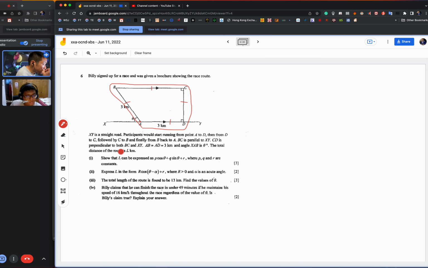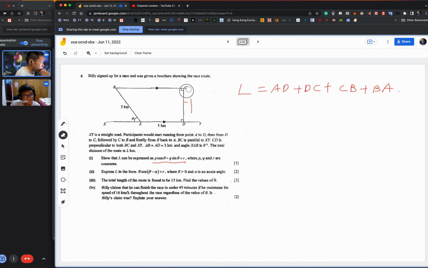Then CD is perpendicular. Okay, done. So the total distance of the route is L. So basically you just need to find L, which is AD plus DC plus CB plus BA. And you need to show that it can be expressed in this manner. Okay, I will leave it to you. See if you can do part 1.